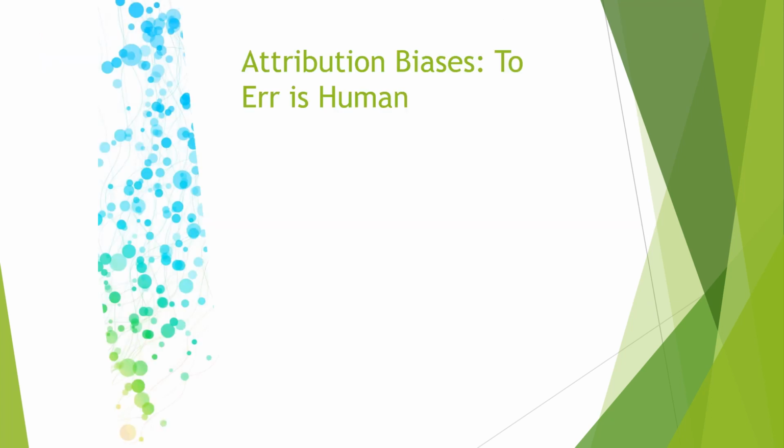Okay, so let's talk about attribution biases. And this is where to err is human. In the next two slides, I'm going to talk a little bit more about the way that we look at our errors as opposed to the way that we look at others' errors.